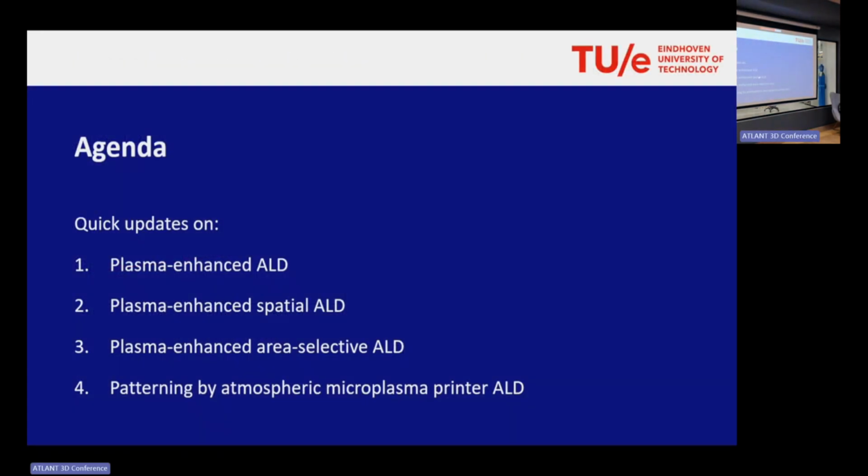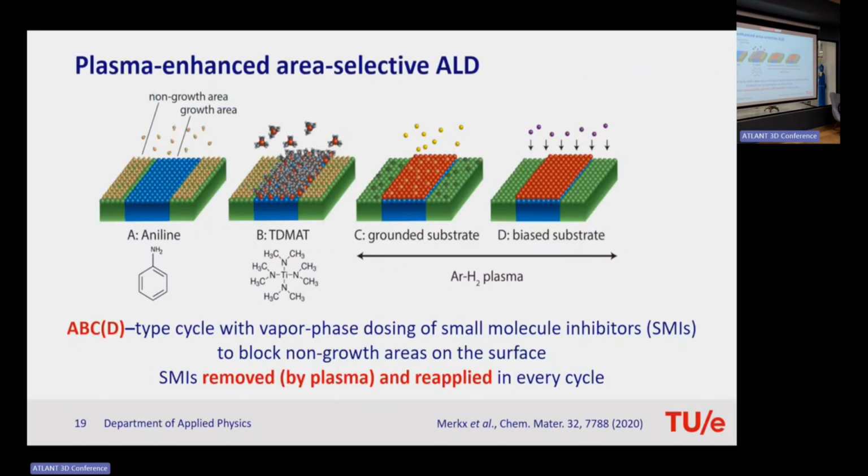Okay, so that was plasma enhanced spatial ALD. Now, very brief about plasma enhanced area-selective ALD. Here the challenge is to deposit the material on a surface, but depending on the material at the surface, you want to have this material only on the growth area and not on the non-growth area. So you have two materials. This is the growth area. We would like to deposit material here, but not there.